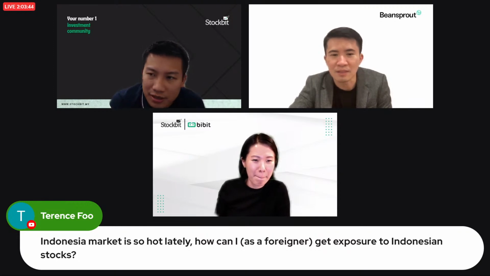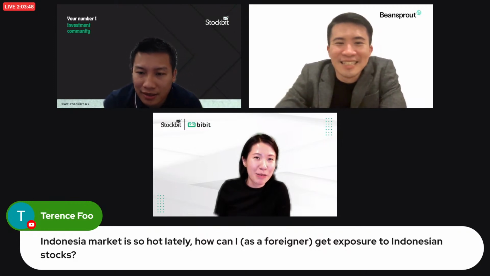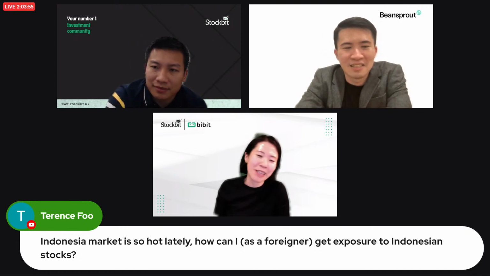So can foreigners open an account with StockBit Sekuritas? Not easily. There are some physical forms that you need to fill out. So yeah, not easily.